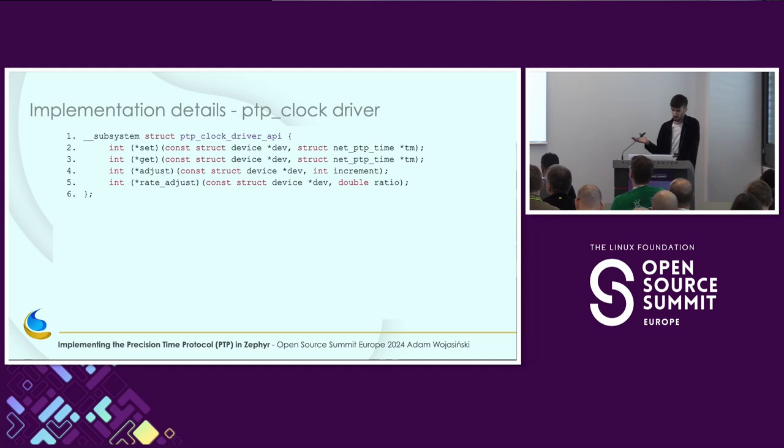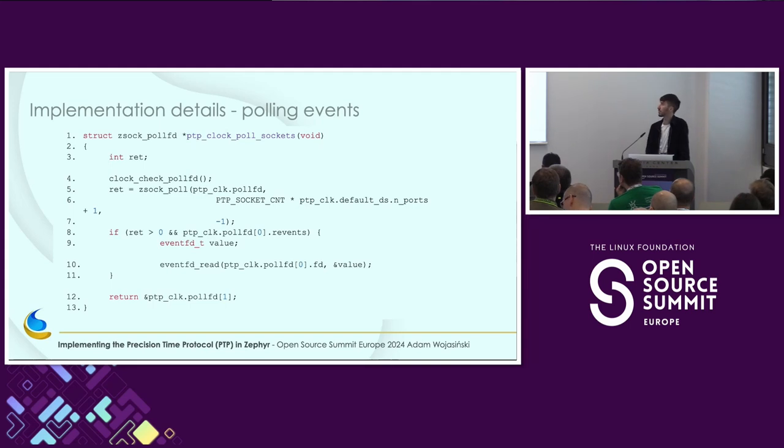So, in the title, I put the implementation, so I just put some code snippets in the presentation just to have something. So here's the API for a PTP clock. It's a separate driver. It's quite small, but that's enough for clock synchronization. And for more interesting parts, here's the snippet of the polling socket. Apart from using sockets for messages, I also used the file descriptor for timeouts that are used inside the algorithm, and everything can be polled in one function.